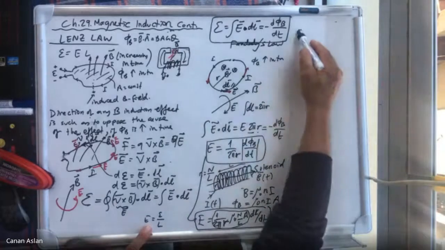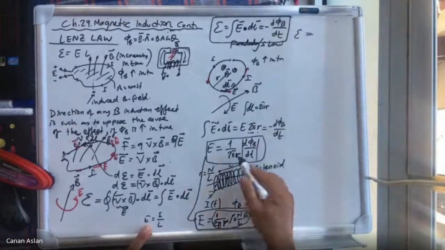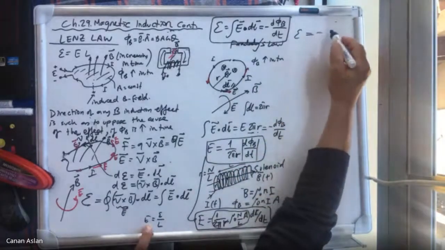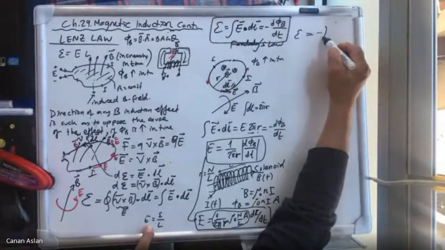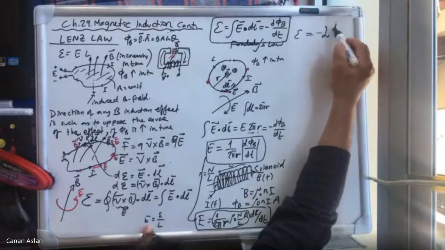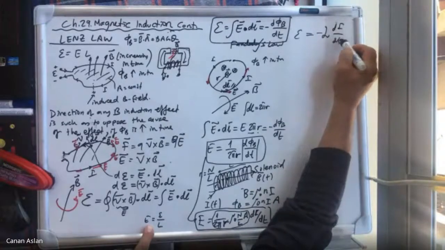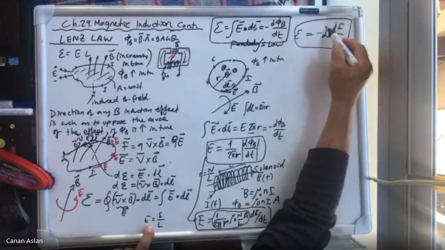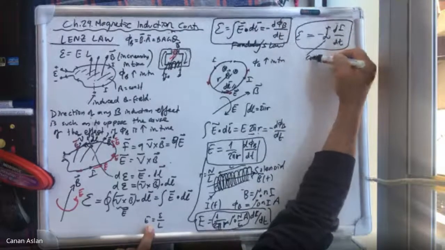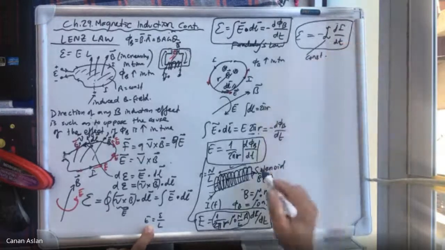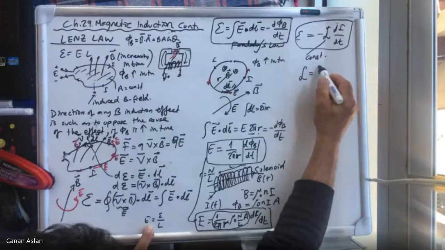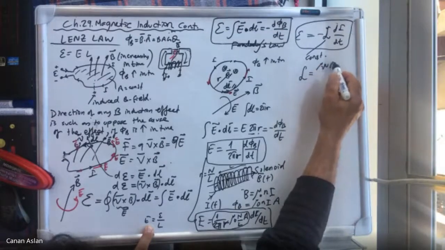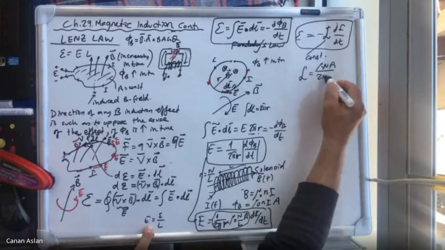So the potential difference will be equal to, using of course the minus sign, minus some kind of constant times L times di over dt. So this is Lenz's law. What is this constant? This constant is given as mu 0 times area divided by 2 pi r.